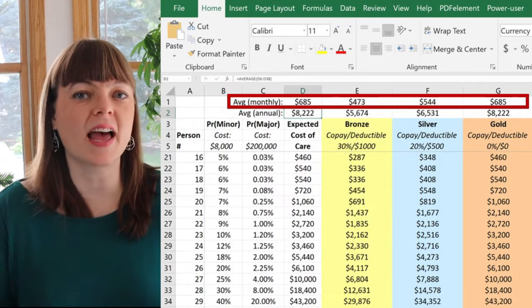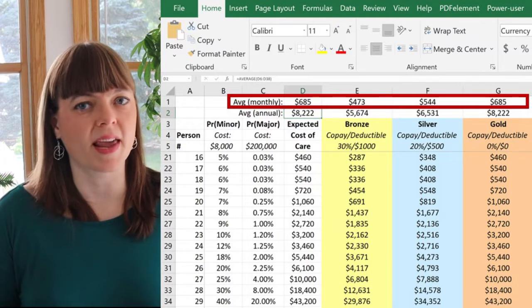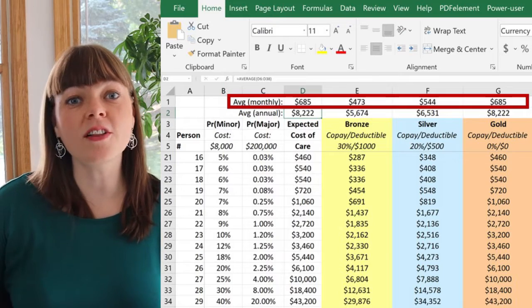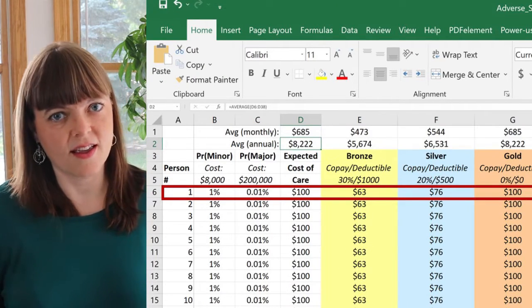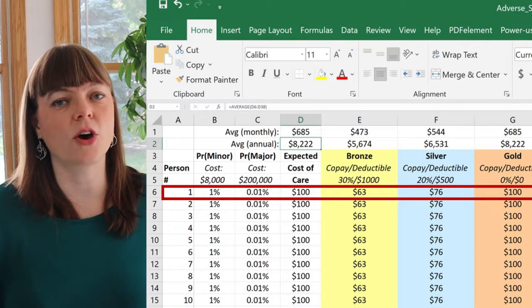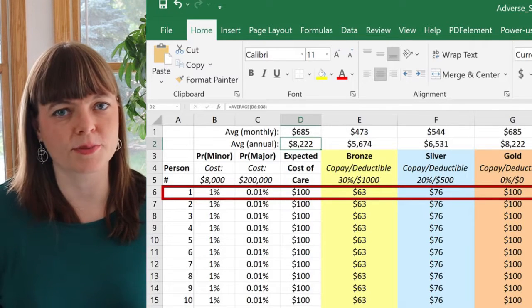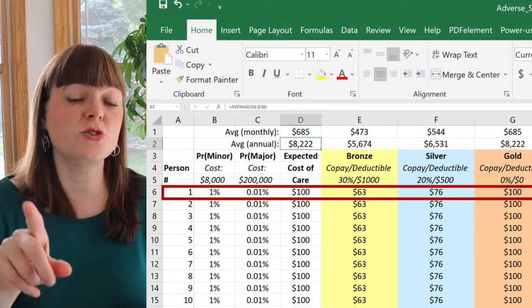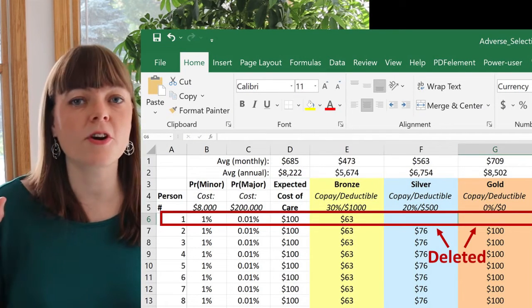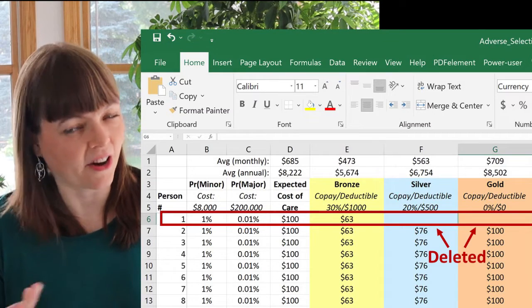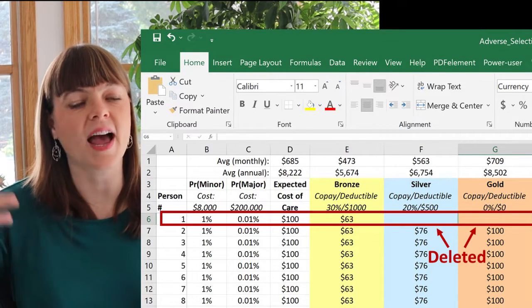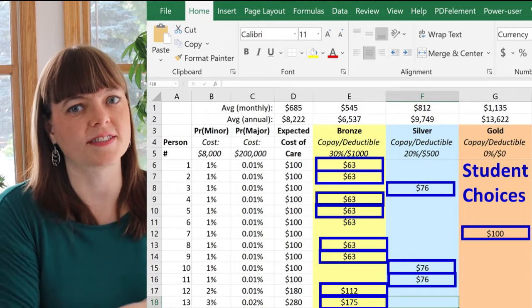This basically means entering the decisions they've already made. As the professor, you call out character number 1. What was your decision? And that person says, okay, bronze. I chose the bronze plan. At that point, you delete the silver number and the gold number from the spreadsheet. Then you go on to character number 2, and you're basically going to ask for every student's decision.